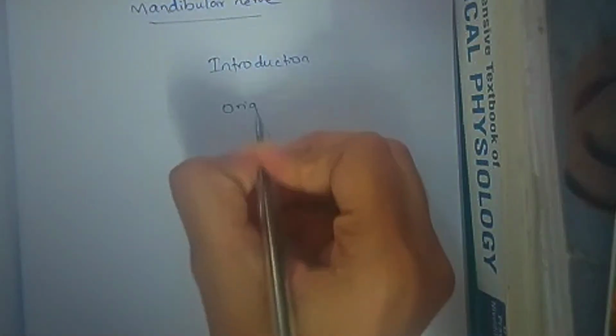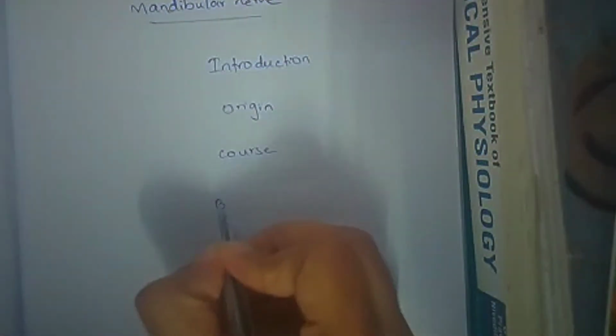Today our topic is mandibular nerve. From the exam point of view, we have to discuss the mandibular nerve in the following subheadings: introduction, its origin, its course, and branches.